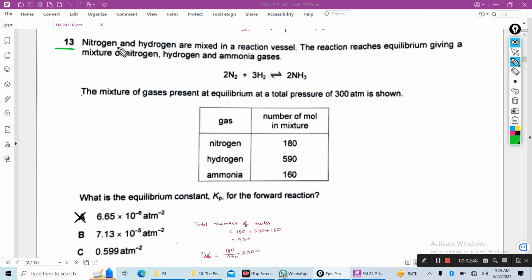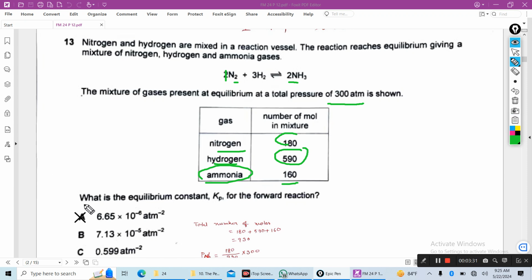Then number 13. Nitrogen and hydrogen are mixed in a reaction vessel. The reaction reaches equilibrium, giving a mixture of nitrogen, hydrogen and ammonia gas. Nitrogen reacts with hydrogen to produce ammonia. This will be 1 mole, not 2 moles, because nitrogen is 2 atoms, here 2 atoms. The mixture of gases present at equilibrium at a total pressure of 300 atm is given: nitrogen 180 moles, hydrogen 590, ammonia 160 moles at equilibrium.